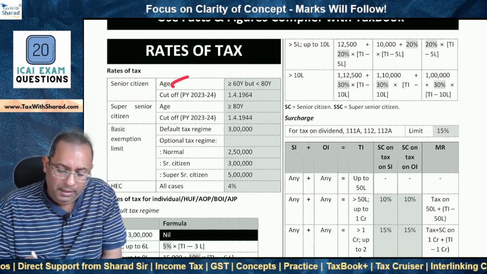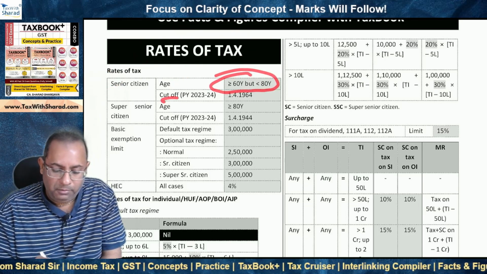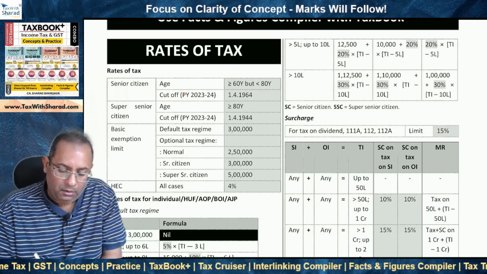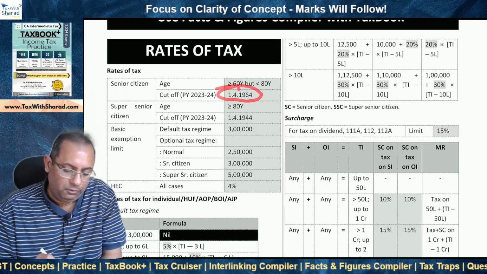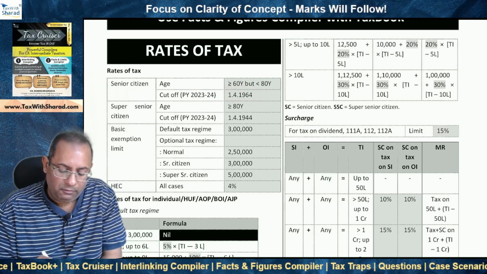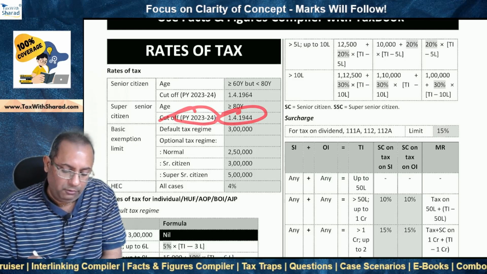The age should be 60 years or more but less than 80 years, and the cutoff date of birth for the previous year 23-24 is on or before 1st April 1964. Super senior citizen: age should be 80 years or more, and the cutoff date of birth for previous year 23-24 is on or before 1st April 1944.